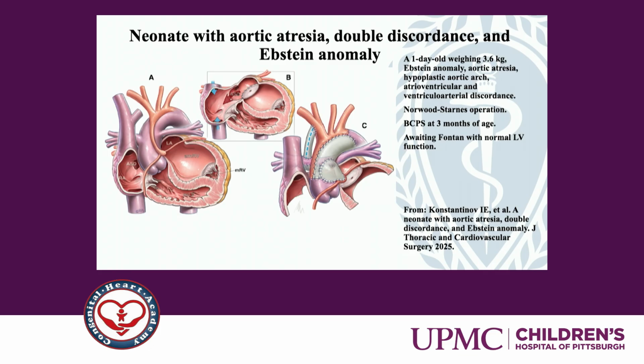Another difficult patient, neonate with aortic atresia, double discordance, and Ebstein anomaly. 1-day-old weighing 3.6 kilograms. This patient had Norwood-Starnes operation shortly after birth, and then subsequently bidirectional cavopulmonary shunt at 3 months of age. Currently patient awaiting Fontan with normal left ventricular function.